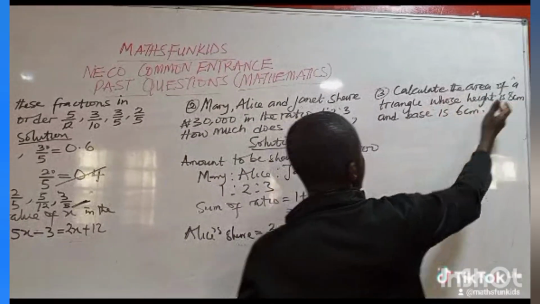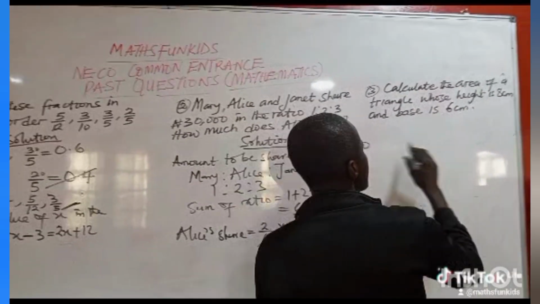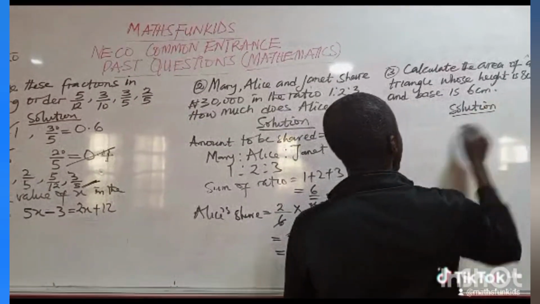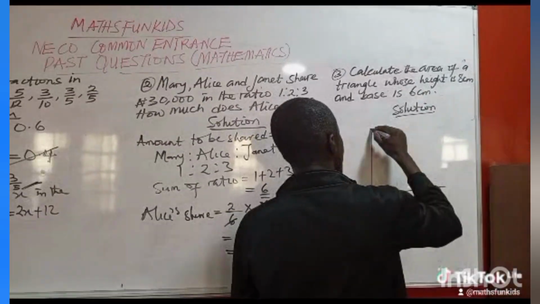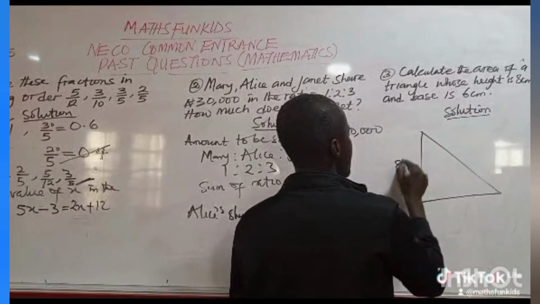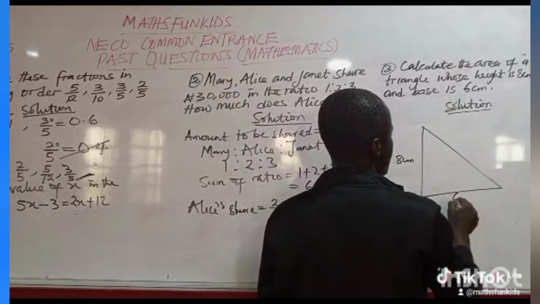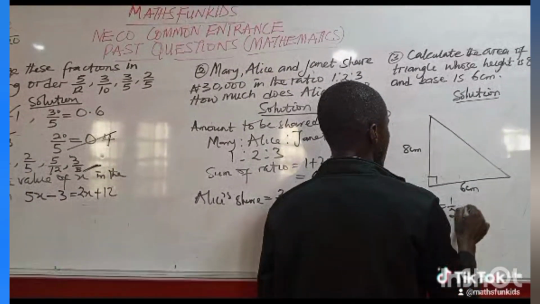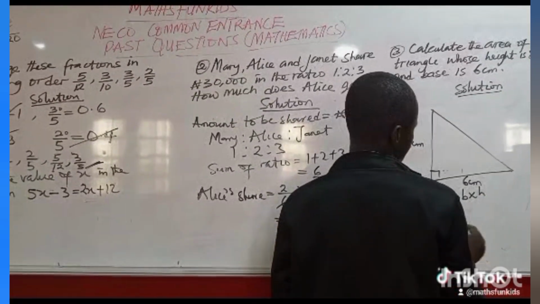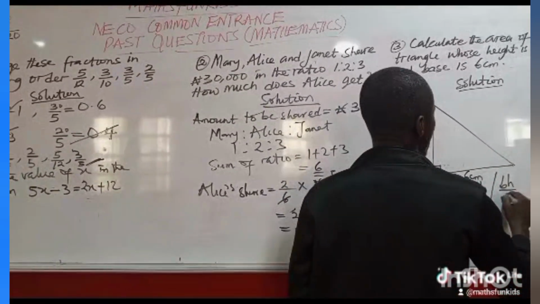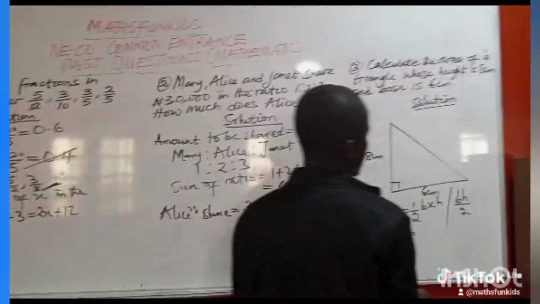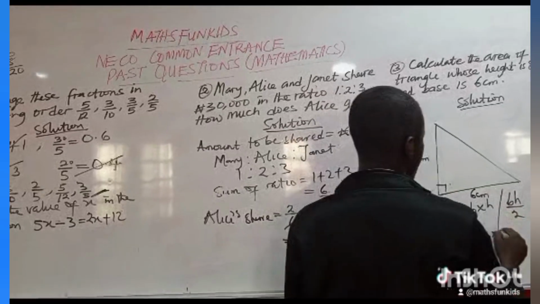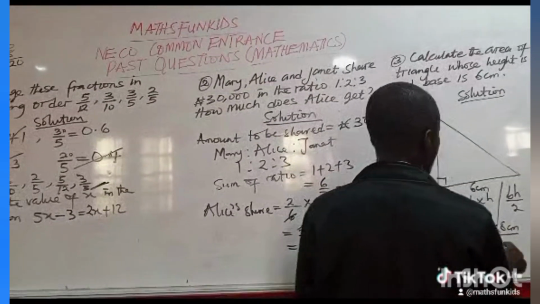Now let's look at the third question. Calculate the area of a triangle whose height is 8 centimeters and the base is 6 centimeters. The area of a triangle is half base times height, or you can just say BH over 2. Now the base is 6 centimeters multiplied by the height, which is 8 centimeters, all over 2.